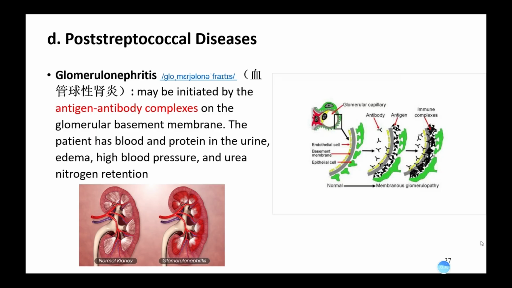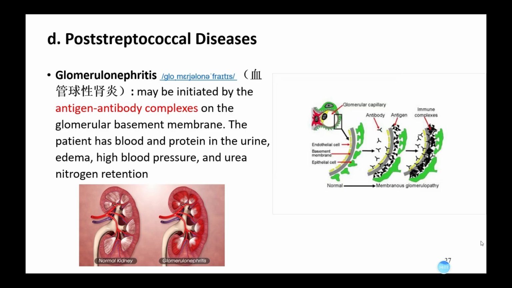This is the structure in the kidney. This is the basement membrane. The green one is the epithelial cell. It's a special epithelial cell in the kidney. And the yellow one is endothelial cells. Okay, this is a healthy structure.